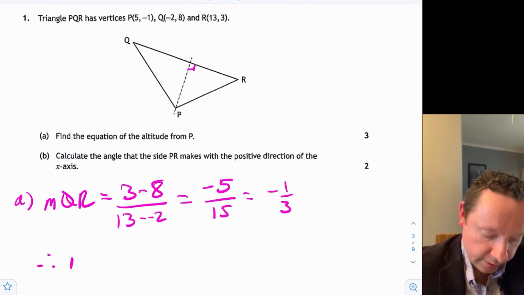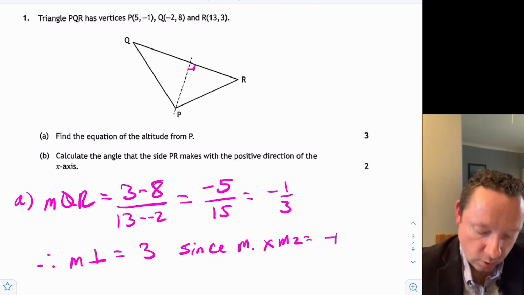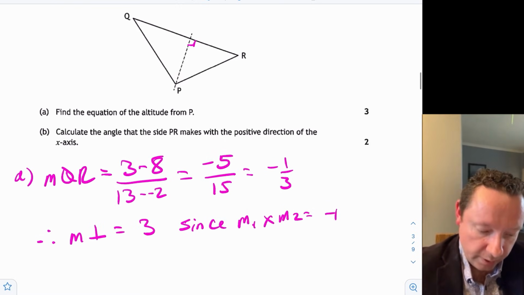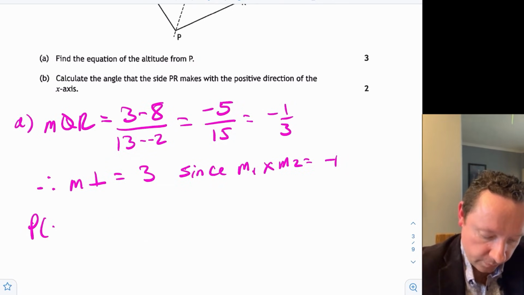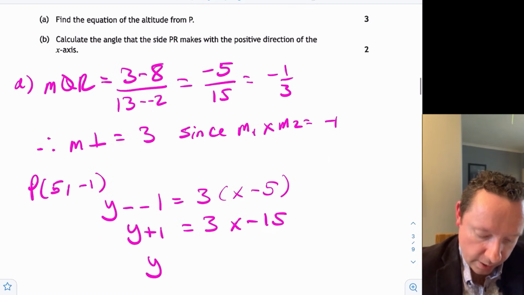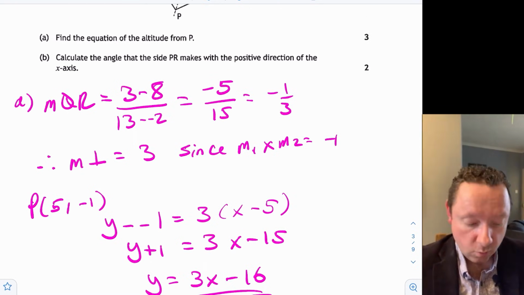And therefore, the gradient of the perpendicular must be 3, since m1 times m2 equals minus 1. And you always need that statement. So now we can use the point P to get the equation. So P is 5, minus 1. So I can use y minus b, y minus minus 1 equals 3 times x minus 5. So y plus 1 is 3x minus 15. And therefore y must be 3x minus 16. And we're done there. Part B, calculate the angle that PR makes with the positive direction of the x-axis.